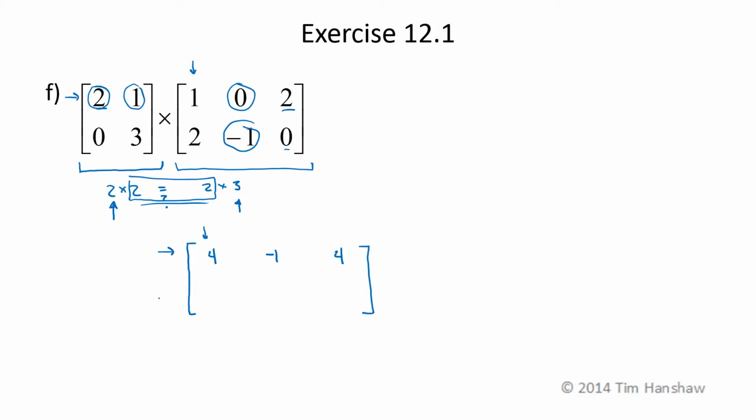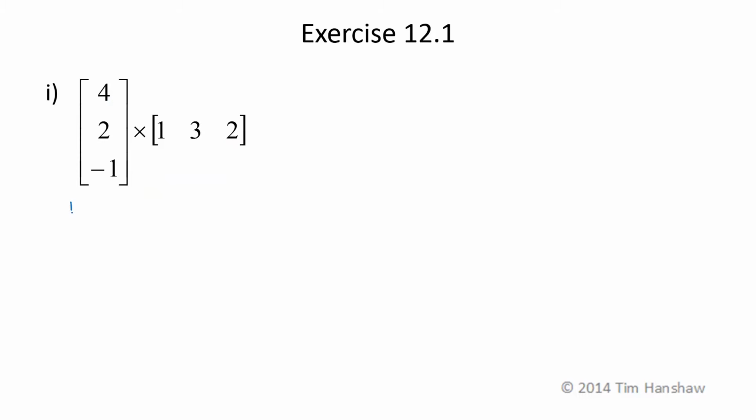Now we go to the second row, which is the result of the product of the elements in the second row of the first matrix with the various columns in the second matrix. So 0 times 1 plus 3 times 2 is 6. That goes there. 0 times 0 plus 3 times -1 is -3. 0 times 2 plus 3 times 0 is 0. And this is our result.